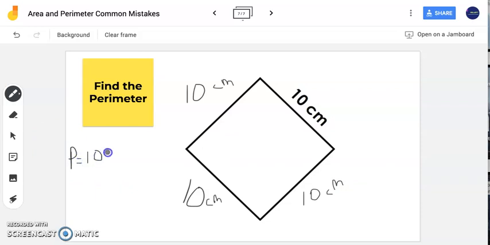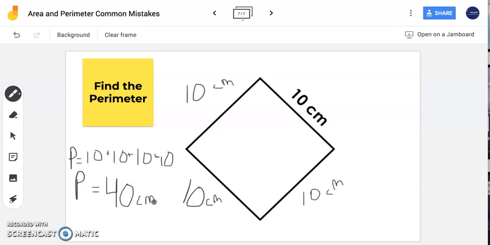So I have 10 plus 10 plus 10 plus 10. And notice I'm adding four numbers together because I have four sides. So 10 plus 10 is 20, 20 plus 10 is 30, 30 plus 10 is 40 centimeters is the perimeter of this square. Now notice when I found this, again, I labeled all my side lengths.